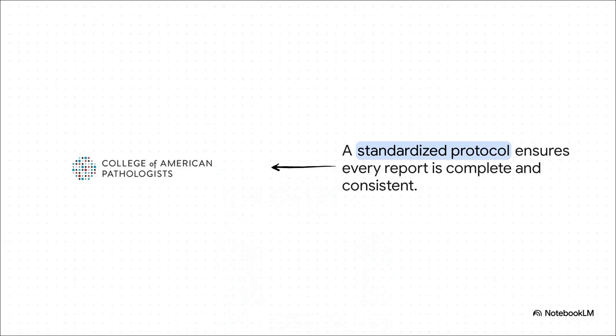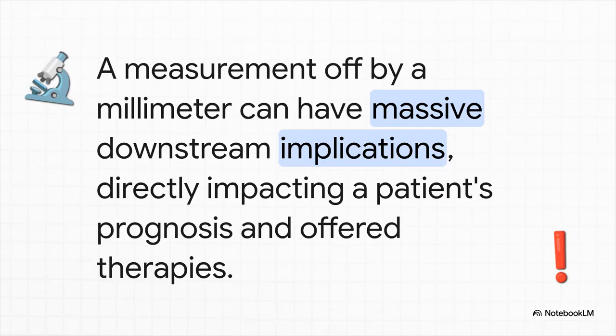So, why all the rules? Why is this protocol so rigid? Well, because it's our universal language. Think about it. It's the system that makes sure a report from a pathologist in one hospital means the exact same thing to an oncologist clear across the country. It's all about eliminating guesswork and making sure that every single patient's treatment is based on complete, consistent, and really high-quality data.